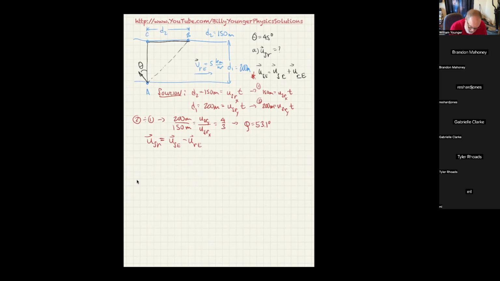But if I say that the velocity of the swimmer times cosine 45 degrees, that's got to be the component in this direction, like that. So that is USR cosine 45 degrees. That has to be equal to the D1, or that has to be equal to what we call 200 meters. Darn it.